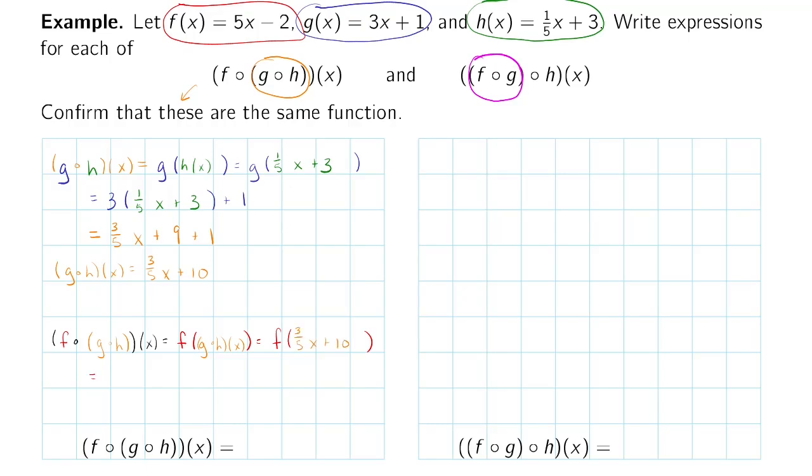Now f is the function that takes 5 times its input and subtracts 2. Here the input is 3/5 x plus 10. So we'll simplify. Distributing the 5, 5 times 3/5 is just 3. 5 times 10 is 50. And then we've got minus 2. Composing all three, we get the function 3x plus 50 minus 2, which is 3x plus 48.